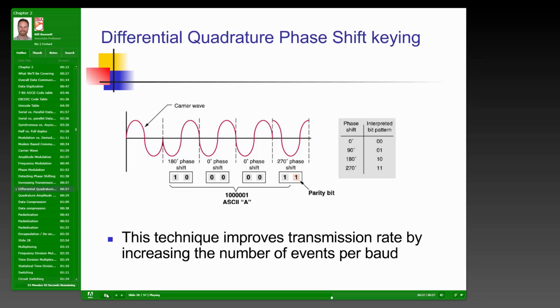And so again, the point is that we're trying to communicate more information within a single baud, and that's what we're doing here. Now we're representing 2 bits of information per baud, whereas previously the frequency and amplitude adjustment methods were only representing 1 bit per baud.